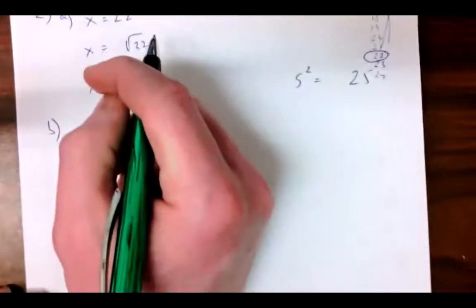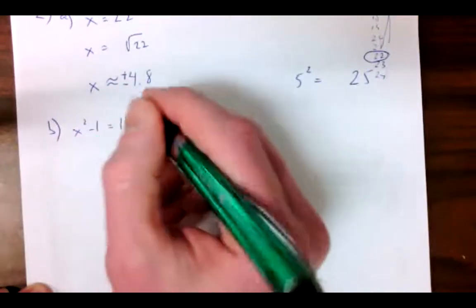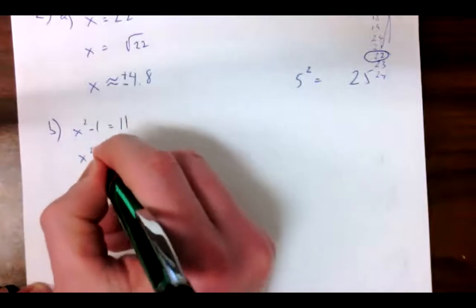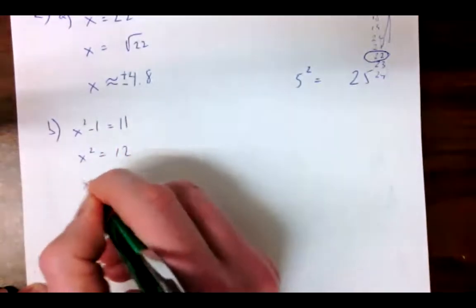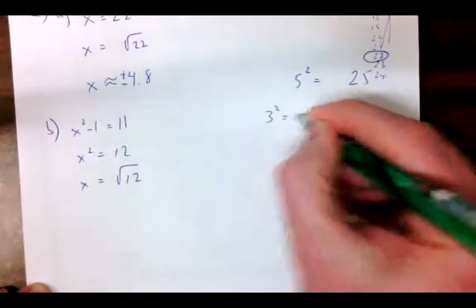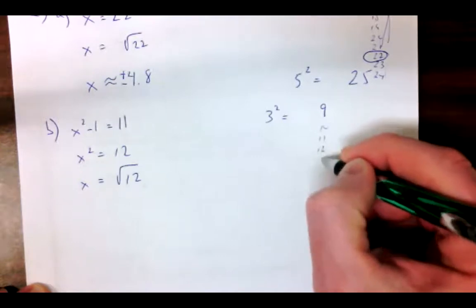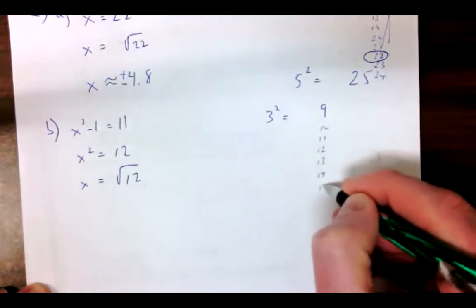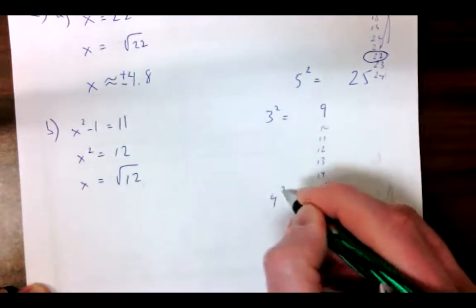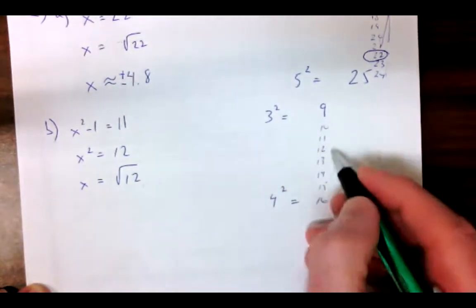B: x squared minus 1 equals 11. X squared equals 12. X equals the root of 12. 3 squared equals 9. 10, 11, 12, 13, 14, 15, 16. See where I'm going with this? 4 squared equals 16. We need 12.